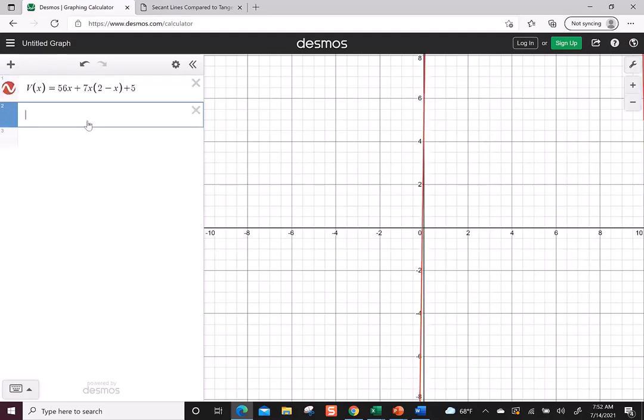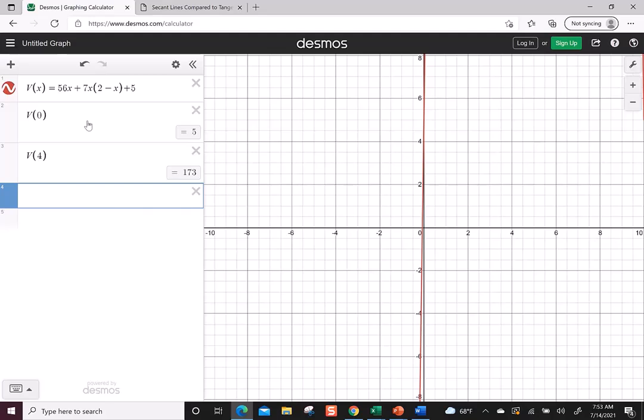So our first interval was 0 to 4. So I can do v of 0. I can do v of 4. In fact, I could have Desmos do the whole thing. So I'm going to put a parenthesis, v of 4 minus v of 0, and then divide by 4 minus 0. So notice how I put parentheses around the numerator and denominator. That helps Desmos understand the order of operations. So over that 4-year period, the increase from 5 to 73 was $42 a year.